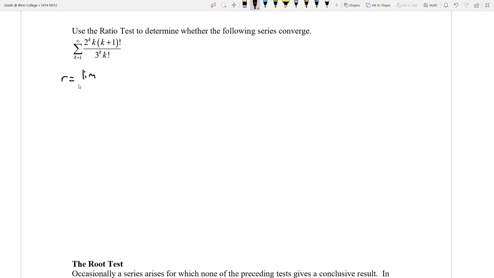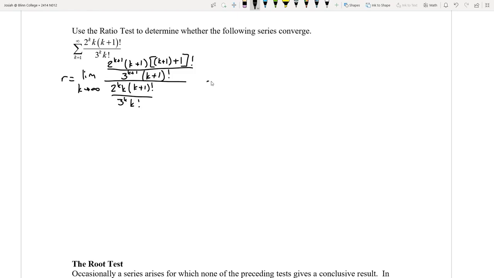So we'll take the limit as k tends to infinity, and we'll have to plug in k plus 1 into all of these spots here. We'll go ahead and do 2 to the k plus 1 times k plus 1, and then we have k plus 1 factorial, and then the denominator 3 to the k plus 1 factorial, and then the bottom we have our kth term, 2 to the k plus 1 factorial, 3 to the k factorial. So we have quite a bit of terms to write down here, but the idea is the same.